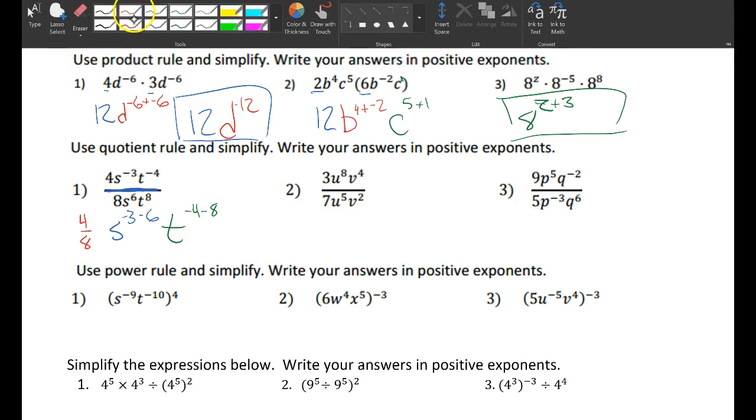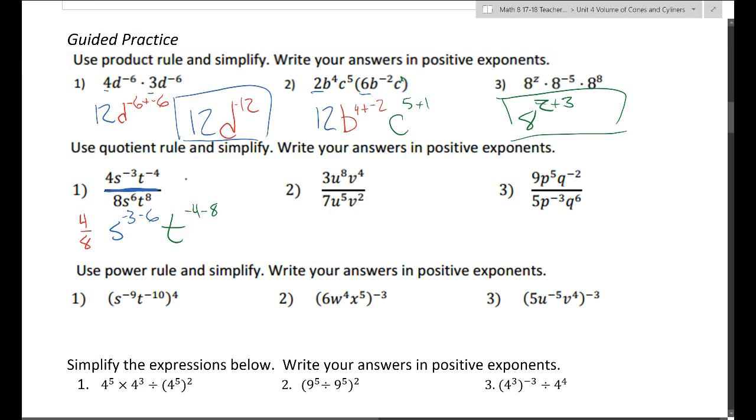So my final answer to this is going to be 1 over 2 because of the 4 over 8. Negative 3 minus 6 is going to be negative 9. So s to the negative 9, t to the negative 12.